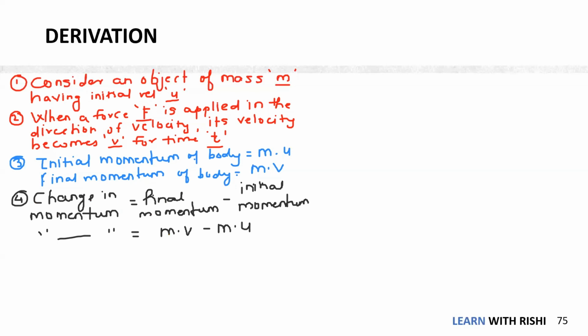See how we have gone. We have first described the mass, initial velocity, force, final velocity, and time. Then we wrote the initial momentum and final momentum. Then we described the change in momentum. Now we are going to describe the rate of change of momentum. What is rate of change of momentum? Rate means per unit time. So change in momentum upon time will be rate of change of momentum.